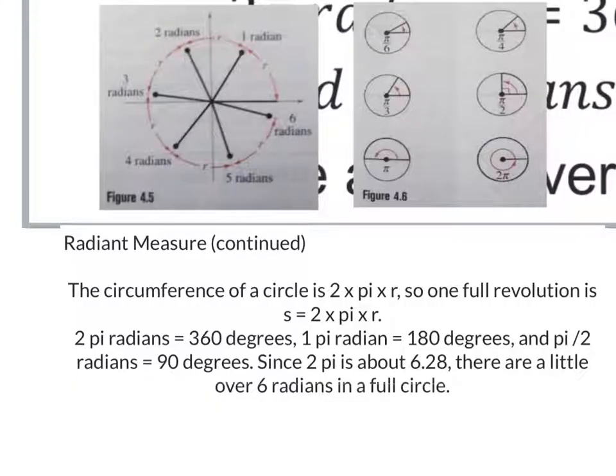Again, this is supposed to say radian measure, not radiant. The circumference of a circle, 2 pi r, is 1 full revolution. So circumference and 1 full revolution are the same. So 2 pi radians is 360 degrees. Pi radians is considered 180 degrees. Pi over 2 radians, or just half of pi, is considered 90 degrees. And because 2 pi is about 6.28, there are a little over 6 radians in a full circle.